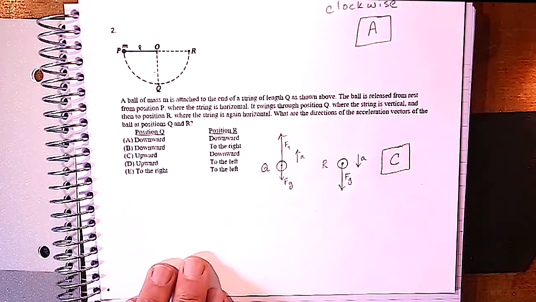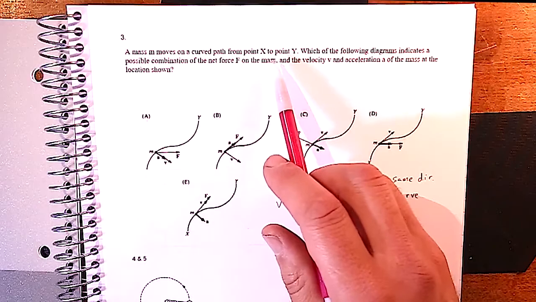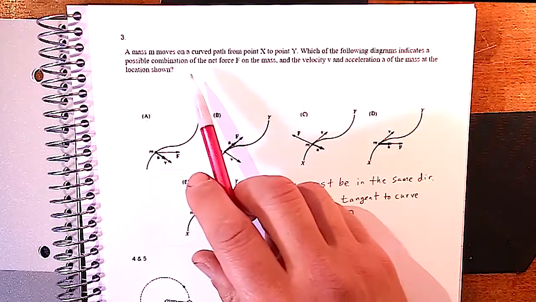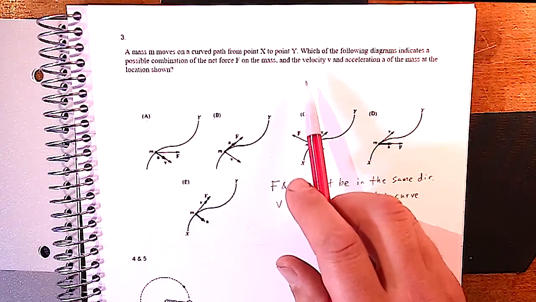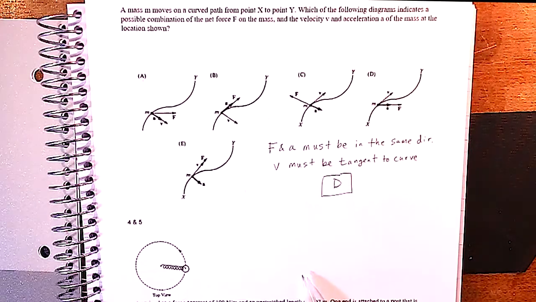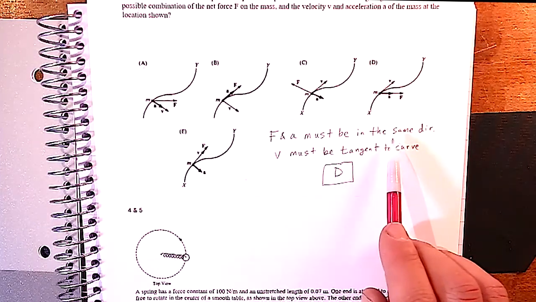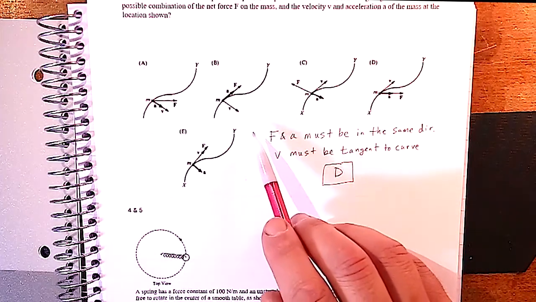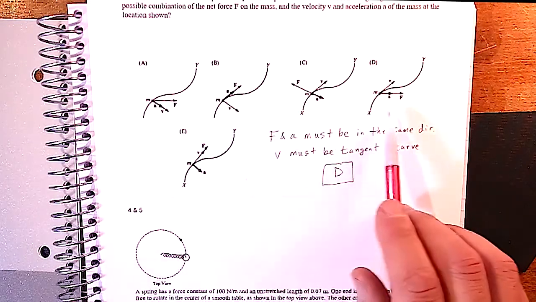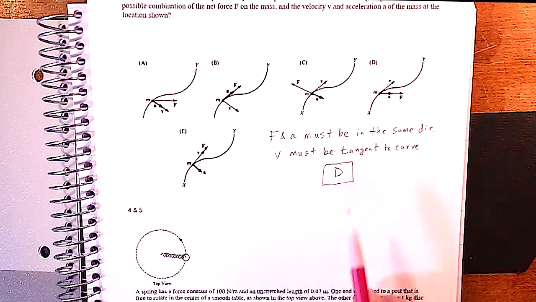In this one, it says we have a mass m on a curved path as it moves from point X to point Y, and it asks which diagram is a possible combination of the net force, the velocity, and the acceleration. So we know that net forces make things accelerate in the direction of the net force. So F and A must be in the same direction. So we can look through here and see which ones have F and A in the same direction. And there's only two, and it's B and D. And we also know that the velocity must be tangent to the curve, so that gives us choice D.